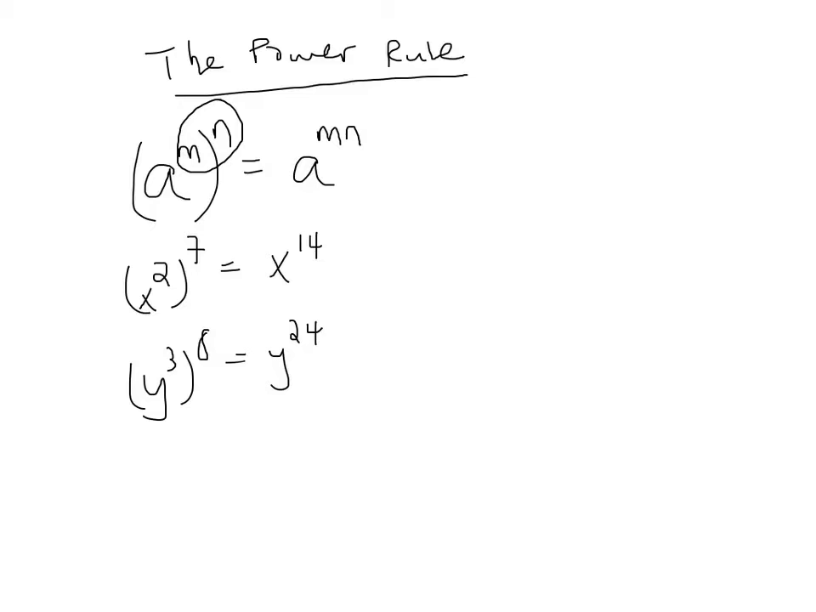Now don't confuse this with the product rule, which says if you have y to the 3rd times y to the 8th, that's very different. We have y to the 11th. In this example, we're multiplying two terms that have the same base, so we're keeping the base and adding the exponents. Here we have a single base raised to an exponent, raised to an exponent. We're keeping the base and multiplying the exponents.